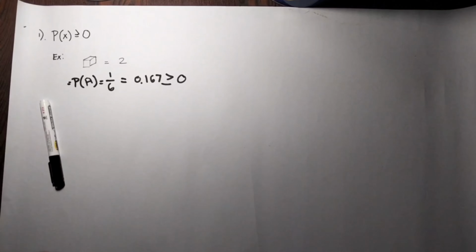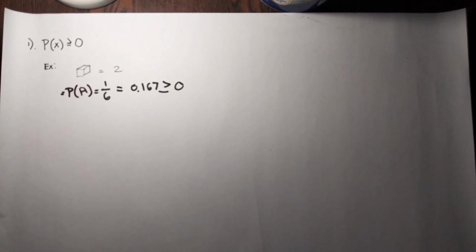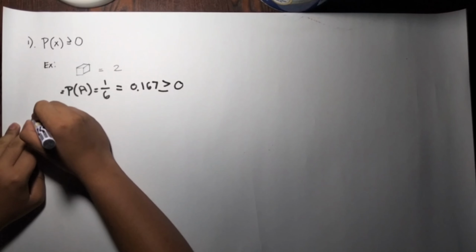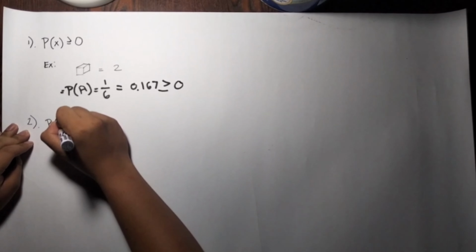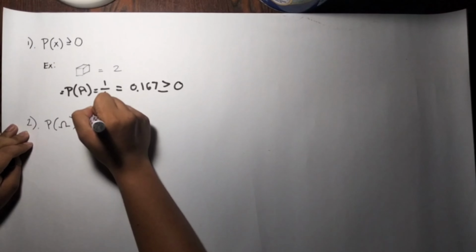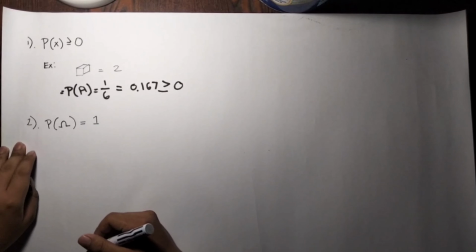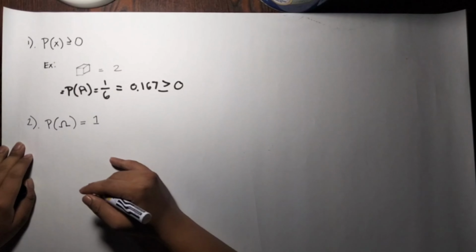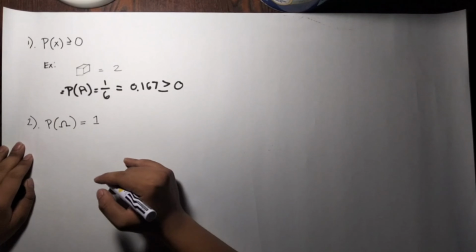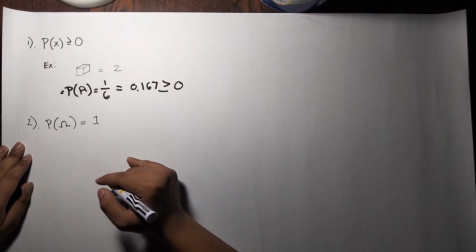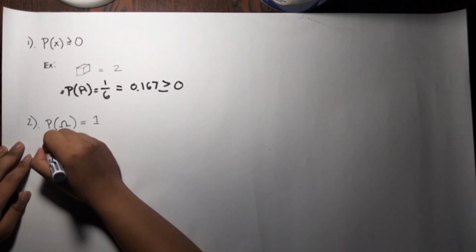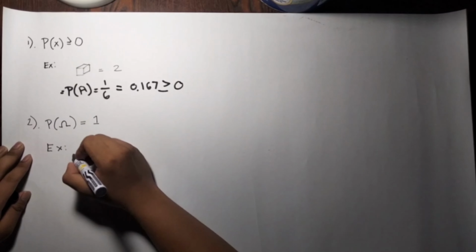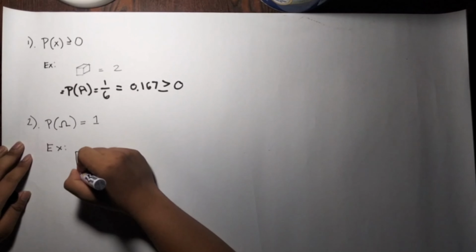The next equation is the probability of omega is equal to 1. This means the sample space omega is the set of all possible outcomes. The probability of something from the sample space happening is always 1. Something must happen when you perform an experiment. That's why the total probability over all outcomes is 1.